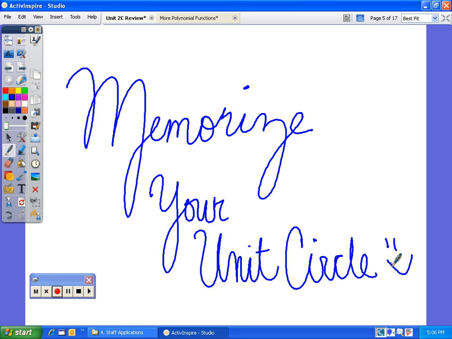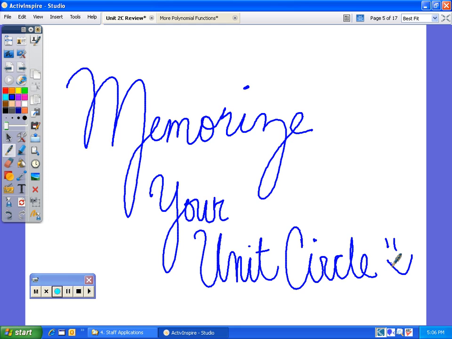Okay, memorize your unit circle. That's what it says. You guys should have memorized your unit circle from the beginning, so this is just extra memorization. You've taken numerous warm-up quizzes on the unit circle, so by now you should be a whiz. You should be able to look at your unit circle and be like, oh yeah. Alright, so that's that. No more unit circle stuff.